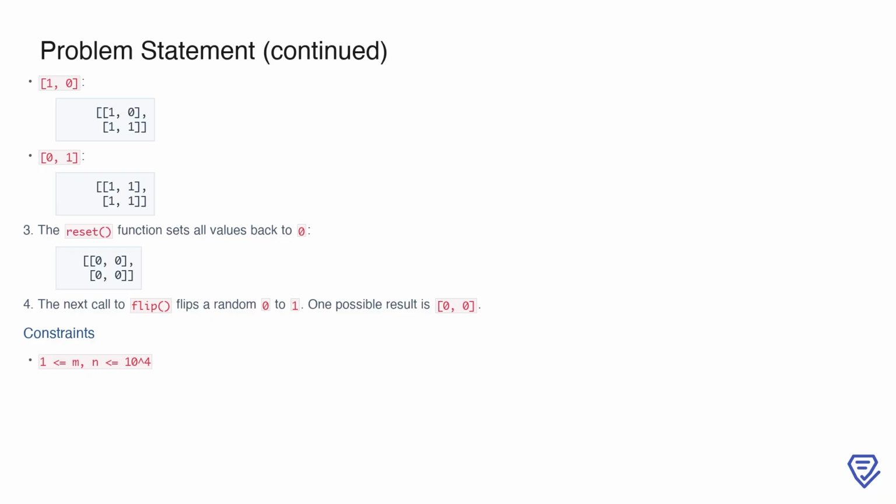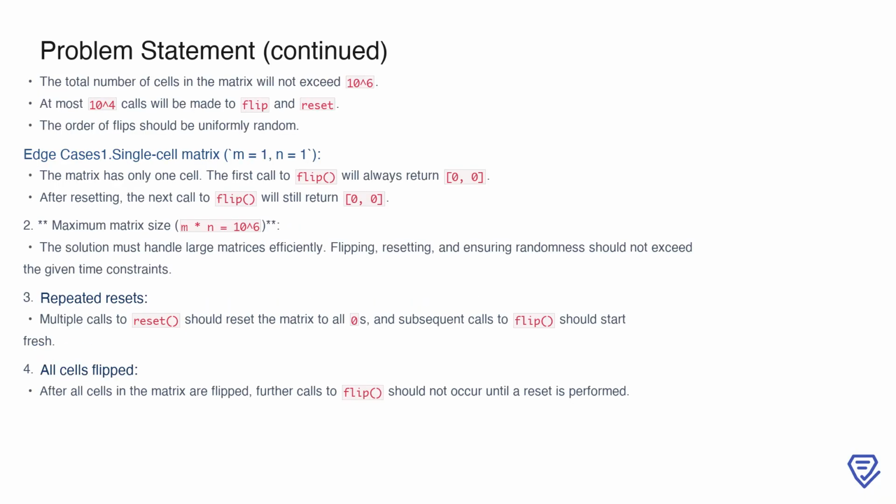Finally, let's consider the problem's constraints and edge cases. The dimensions of the matrix are constrained such that 1 <= m, n <= 10^4, and the total number of cells will not exceed 10^6. Additionally, there can be at most 10^4 calls to the flip and reset methods combined. The order of flips must be uniformly random, ensuring fairness in the selection process.